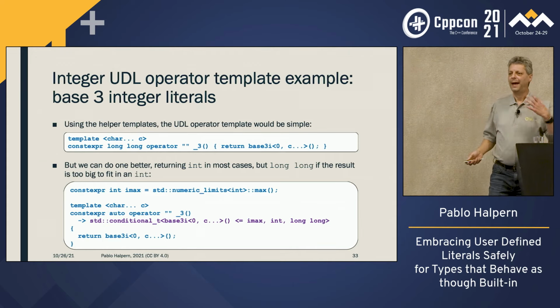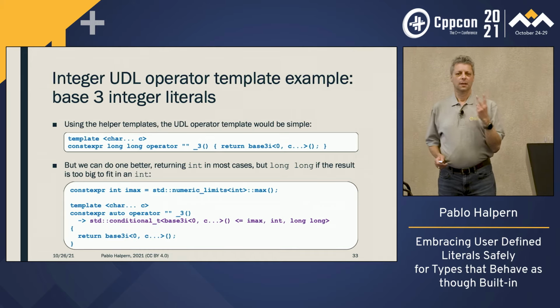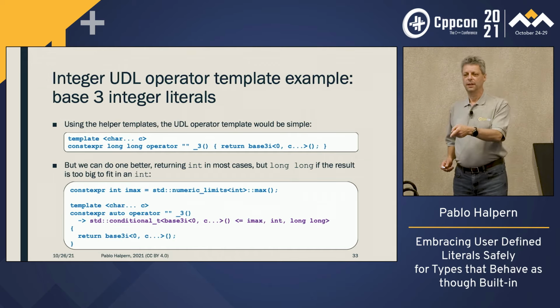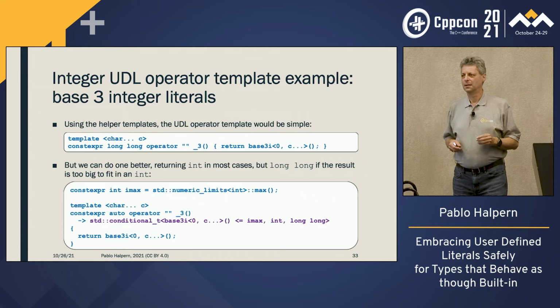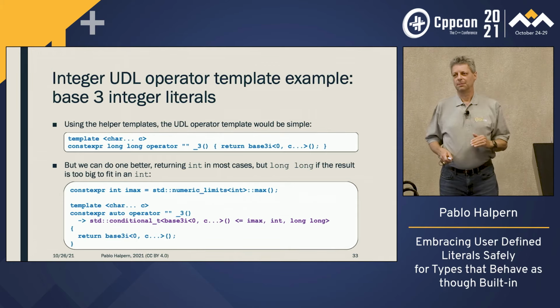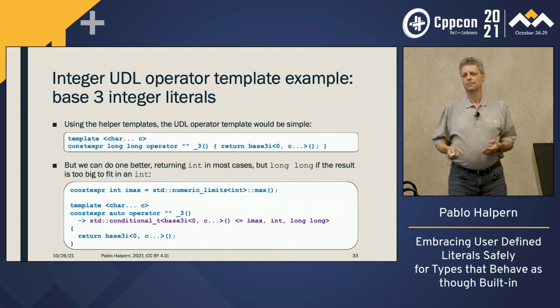So that's the power. There are two superpowers that this template UDL operator has versus the others. The main one is the one I just showed here: the ability to change the return type based on the content of your string, how long it is, what the actual sequence of characters are, and so on. The other one is less important in C++20, which is it forces everything to happen at compile time.